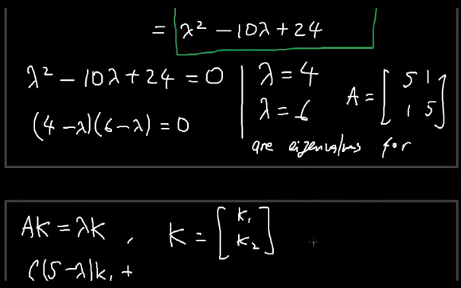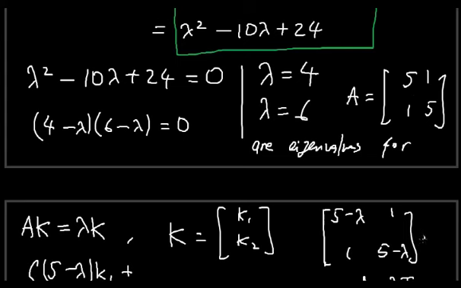Okay, before I write this down, let me explain where I'm getting it from. So remember, the determinant involved in the characteristic equation had the matrix 5 minus lambda, 1, 1, 5 minus lambda. So this is the matrix A minus lambda I.